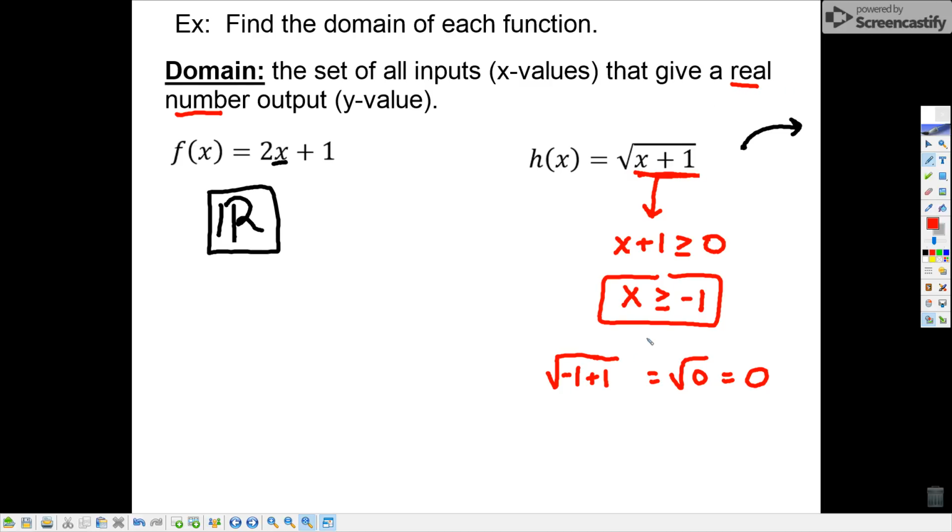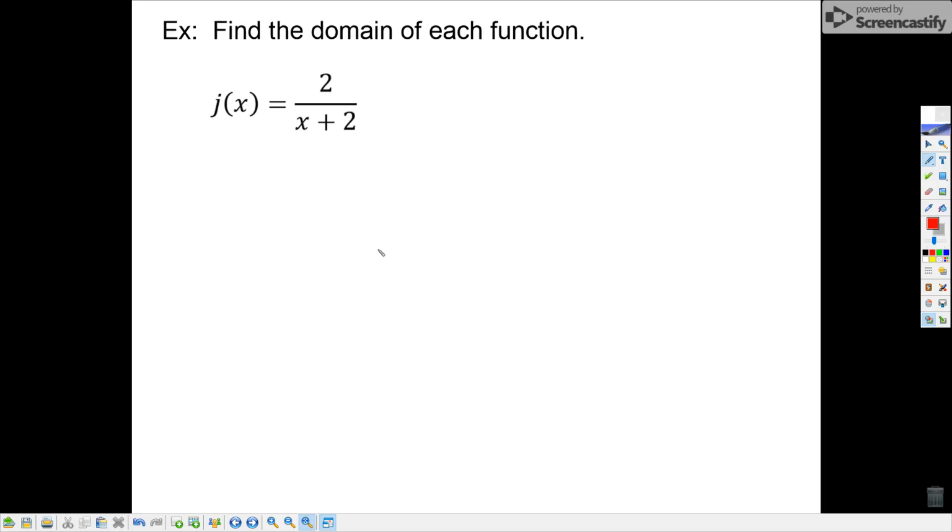Okay, so those are our two domains. We're just going to do a few more just to make that clear. So here we have j of x. It's 2 over x plus 1. Remember, we want to see if there are any x values that we can plug into this function that would give us something that is not real.